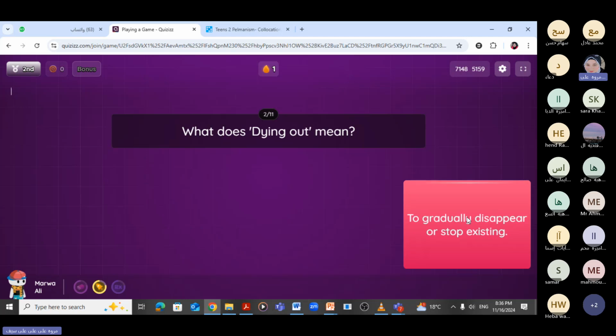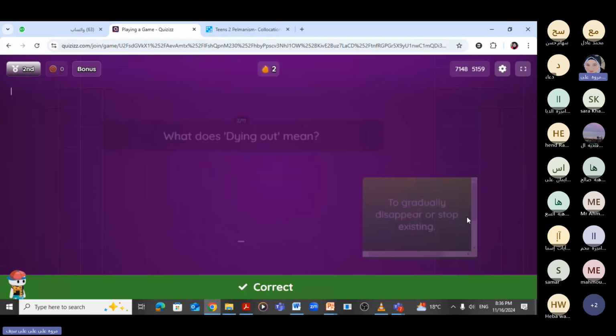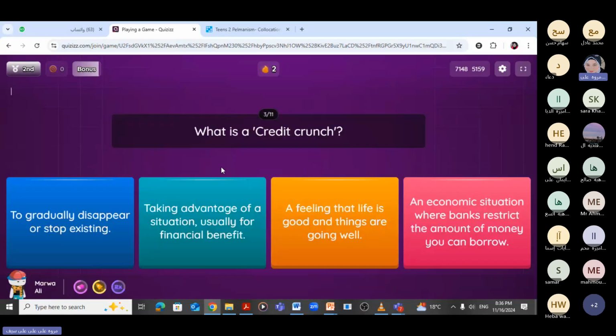Okay. So here is your feedback. Perfect. Excellent. The next one, I'll read it for you. You take time to think first, then you raise your hand. So, what is a credit crunch? Credit crunch, it's a collocation, a lexical chunk. Does it mean to gradually disappear or stop existing, or taking advantage of a situation, usually for financial benefit, a feeling that life is good and things are going well, an economic situation where banks restrict the amount of money you can borrow?